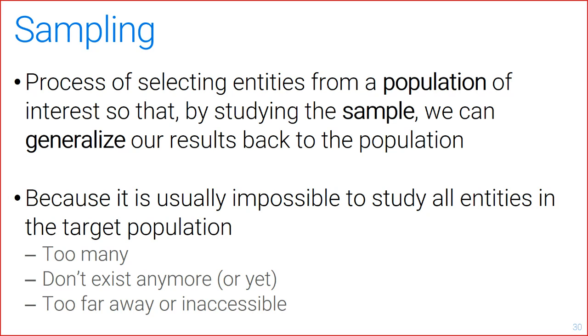That's what we typically do in all studies, because we do not have access to the full population: because there are too many, because they don't exist anymore, or they don't exist yet, because they're too far away or inaccessible to us. There are many reasons why we don't measure the variables on the full population. We have to resort to a sample. And so the question is, how do we sample? And what is the effect of sampling?